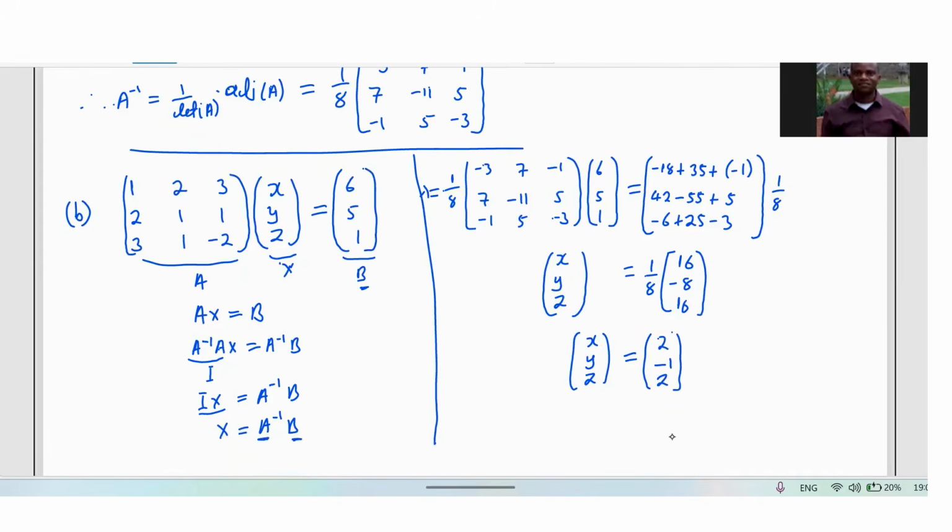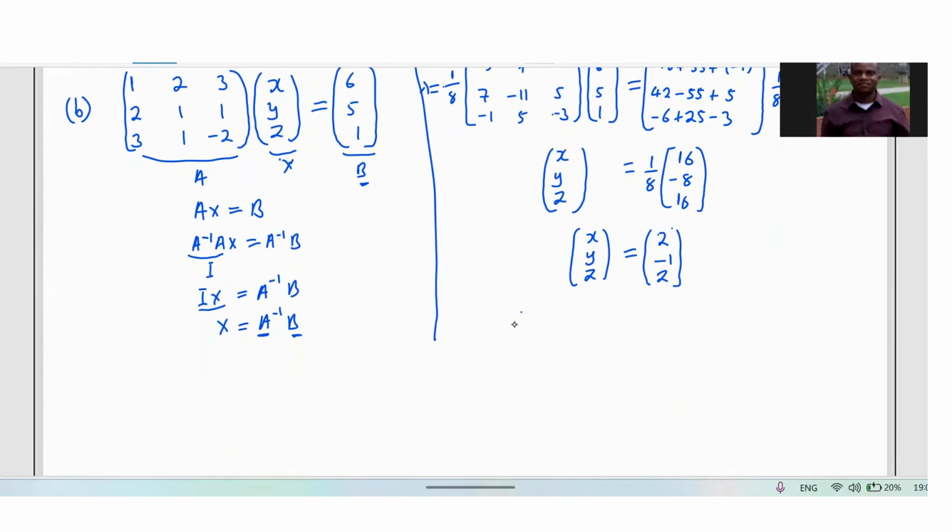What does this mean? This means that X is equal to 2, Y is equal to negative 1, and Z is equal to 2. And this is how we solve a system of equations using the inverse method.